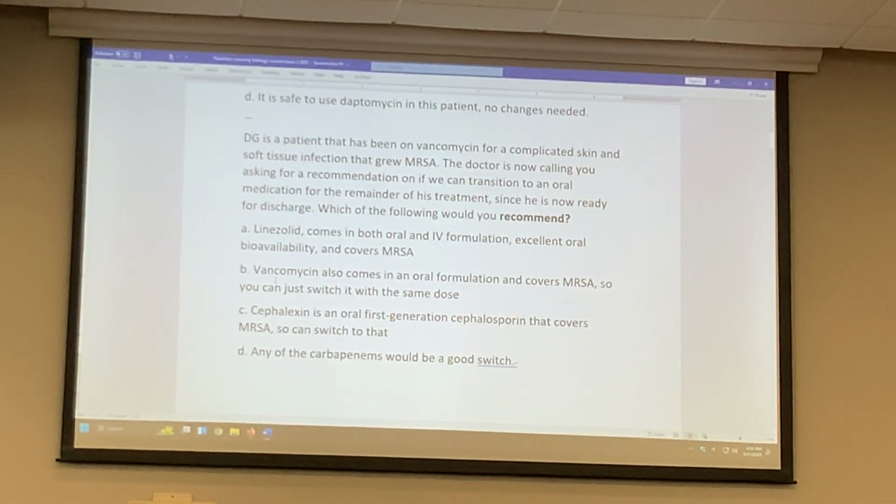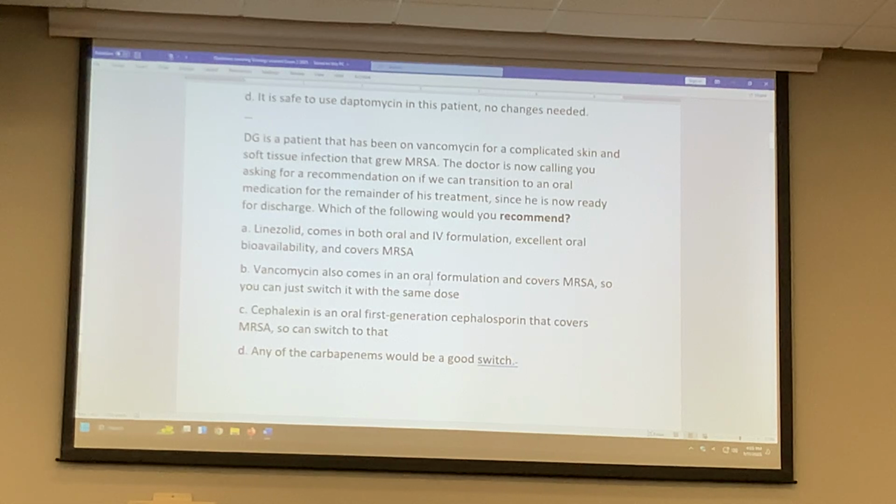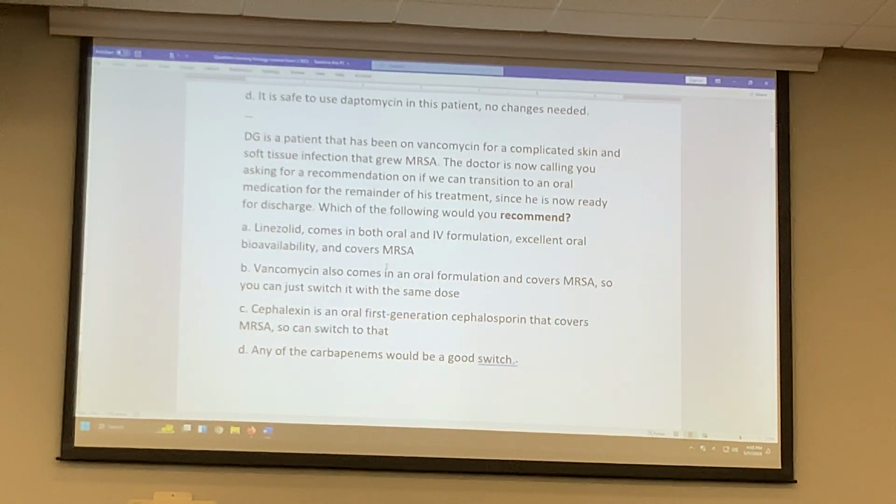What about B? No. Why not? You're right. You're correct, but why not? Oral is only for C. diff. Exactly, thank you for saying this. Oral is only for C. diff. You cannot use it for MRSA, right? So what is the correct answer automatically? A, right. A is correct.